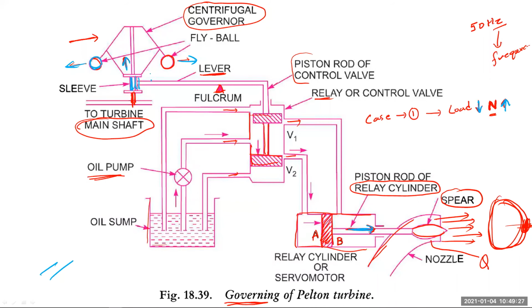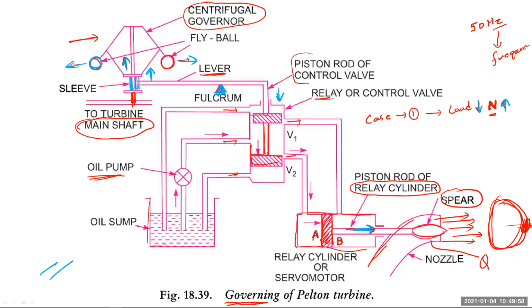Okay, this portion of the lever will go upside. Here you have your fulcrum point. If this side will go up, then this side will go in downward direction. I hope it is clear to all of you. If fly ball is going outside, then this part of the lever arm will go up because it is connected to your sleeve. And this portion here you have one fulcrum point.